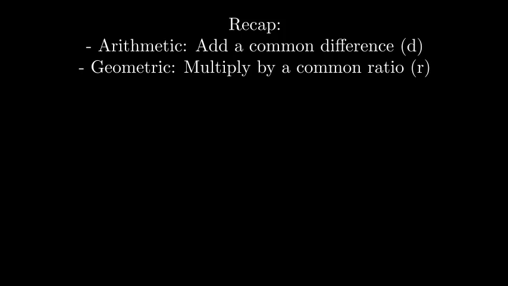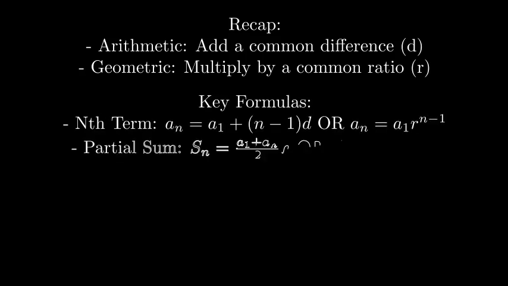All right, let's quickly recap what we've learned today. We've seen that arithmetic sequences are built on addition using a common difference d, while geometric sequences are built on multiplication using a common ratio r. We established our first learning objective, to differentiate between these two types of sequences. We then learned the key formulas to find any specific term, the nth term, and to find the sum of the first n terms, the partial sum, for both types of sequences. This covers our second and third objectives.